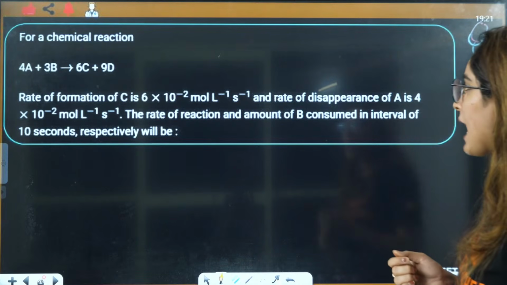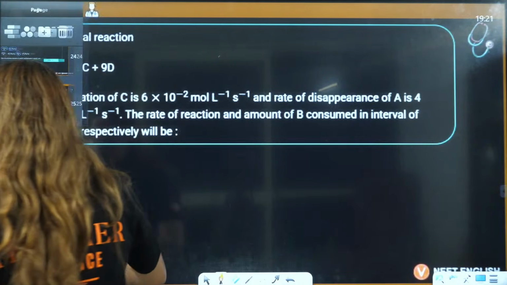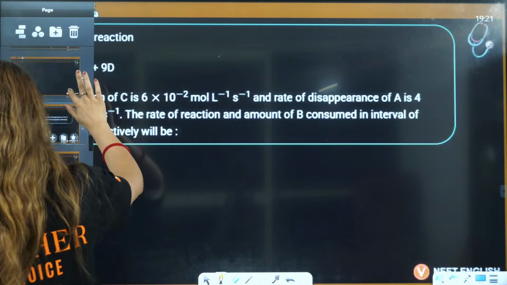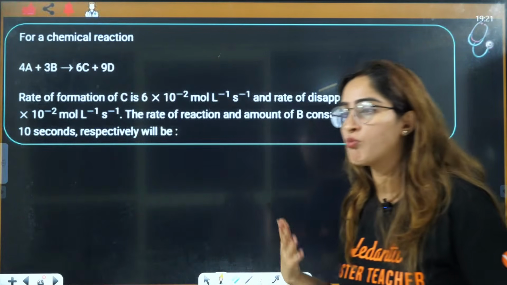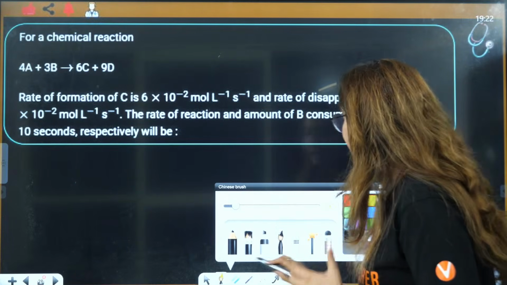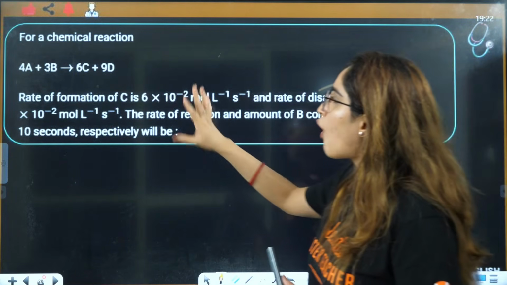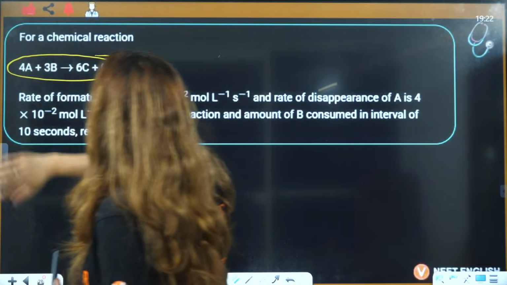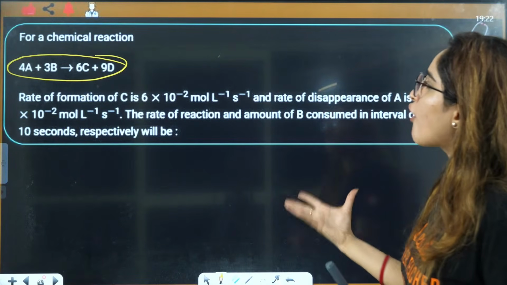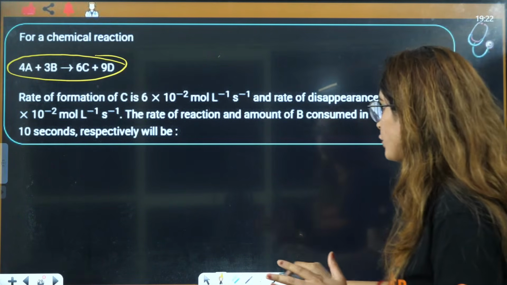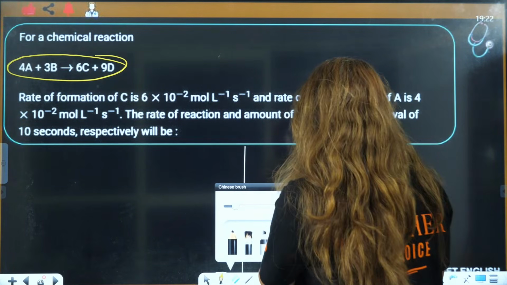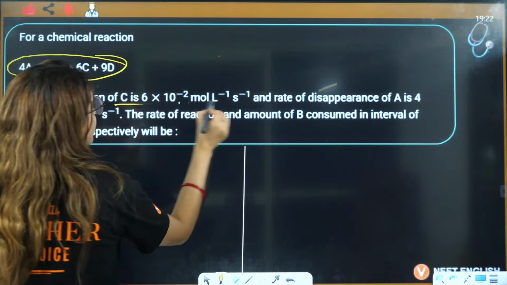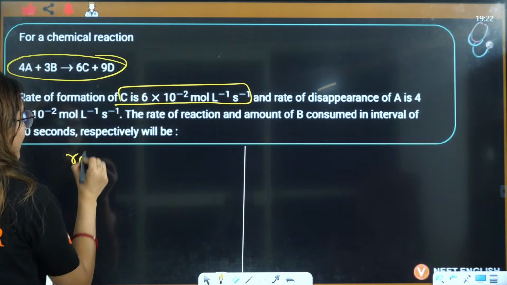Shall we move on to the next question here? I think this is the second last question, because after that we are going to move on to the next topic, that is rate law expression. So for a chemical reaction, this chemical reaction is given to you, and the rate of formation of C is given to you. Now, can you tell me, if the rate of formation of C is given, what is the rate of reaction?